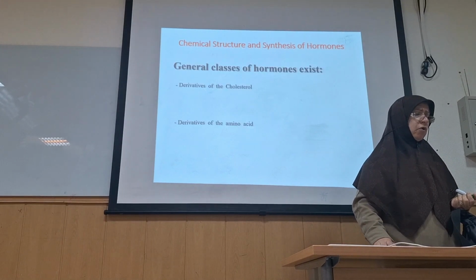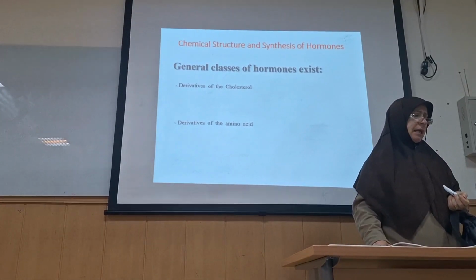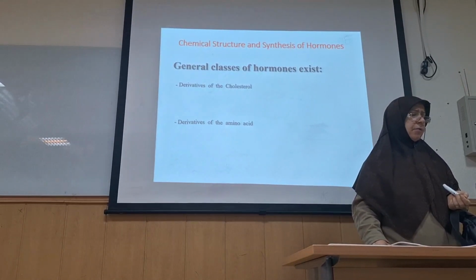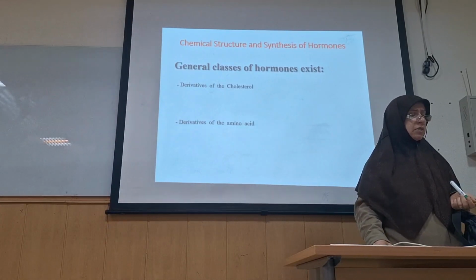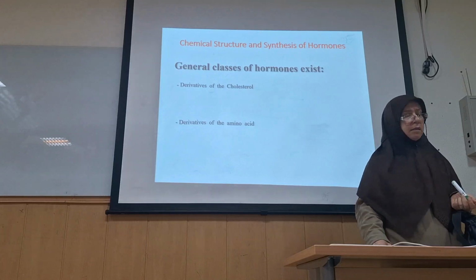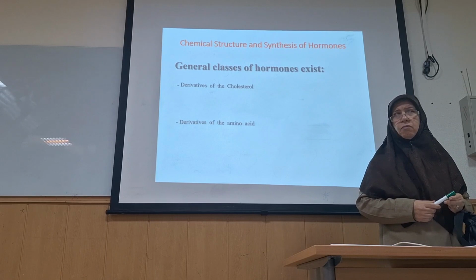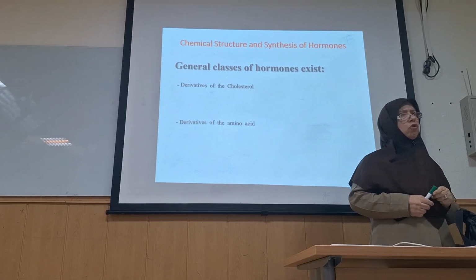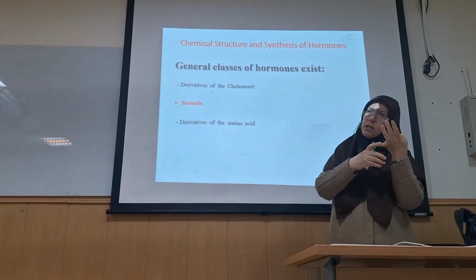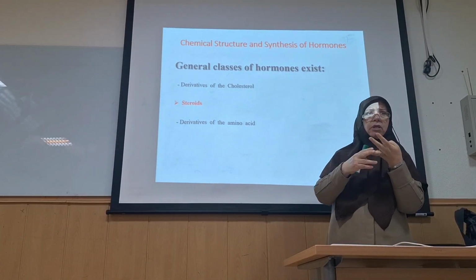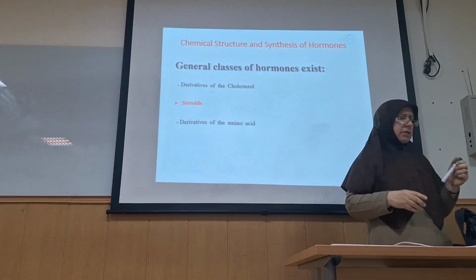Chemical structure of hormones. Hormone classes. We have two classes of hormones: derivatives of cholesterol and derivatives of amino acids. Which hormones derive from cholesterol? Aldosterone, I think. Steroid hormones. Yes. So steroid hormones: testosterone and sex hormones and adrenal cortex hormones. Okay, steroid hormones, sex hormones and adrenal cortex hormones.